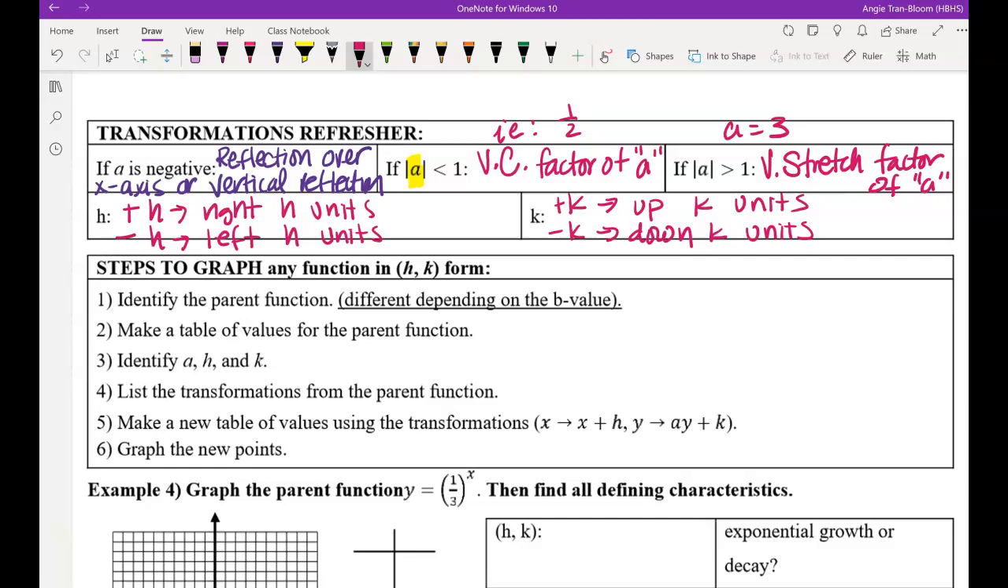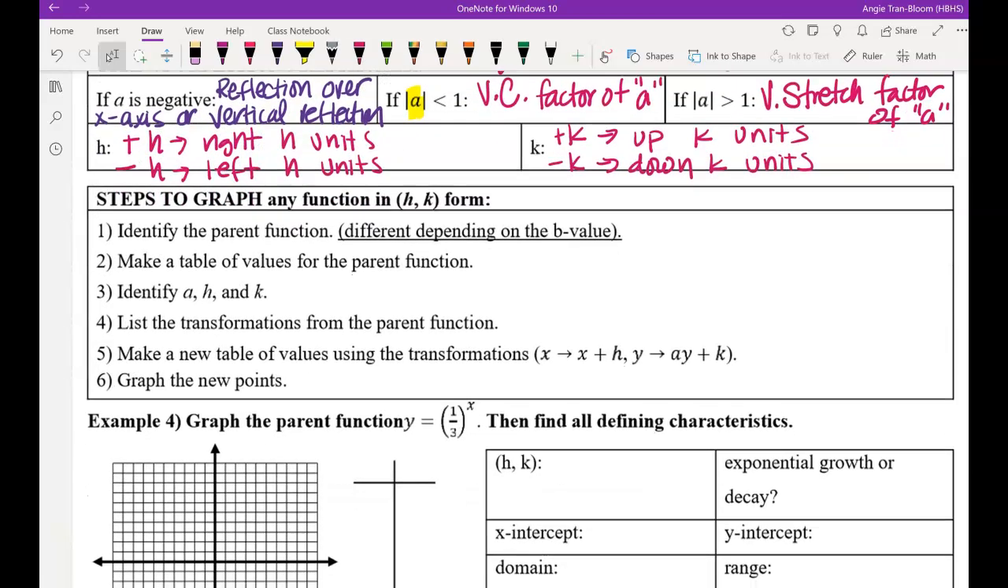Okay. Now, steps to graph any function. You've seen these 6 steps already in prior graphs. Number 1, figure out what our parent is going to be. Again, it's going to be different every time based on the original function and the b value. Make a table of values for your parent. Find out what A, H, and K are. That will help us do the transformation. List out your transformations. Make a new table of values using your transformation. If we have an x plus h here, because h tells us to go left or right, and the a value will be multiplied with the y and then plus k, okay? And then you're going to graph your new points.